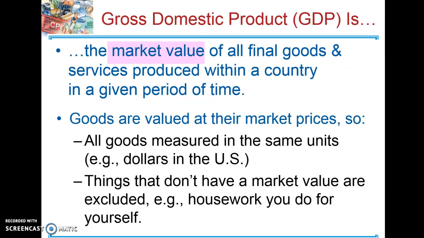Pay close attention to how we define gross domestic product. It's the market value of all final goods and services produced within a country in a given period of time. Goods are valued at their market prices. So all goods are measured in the same units, US dollars, and things that don't have a market value are excluded. So, for example, any chores that you might do around your house are excluded from GDP.